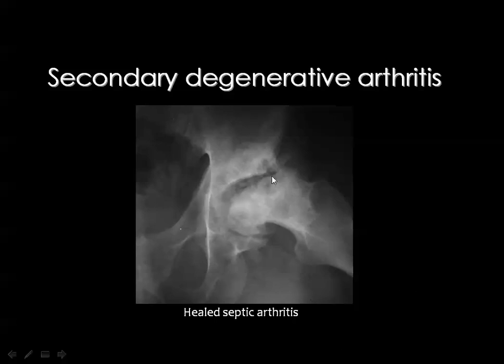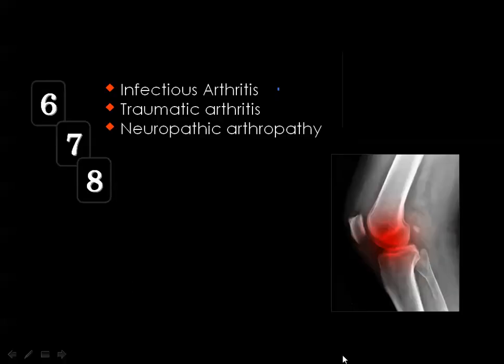And after healing, you get bone sclerosis, and you get osteophytic lipping of the articular surfaces. You may see some subarticular pseudocystic changes, but where the femoral head is totally collapsed or almost subtotally eroded or lost during the inflammatory process.